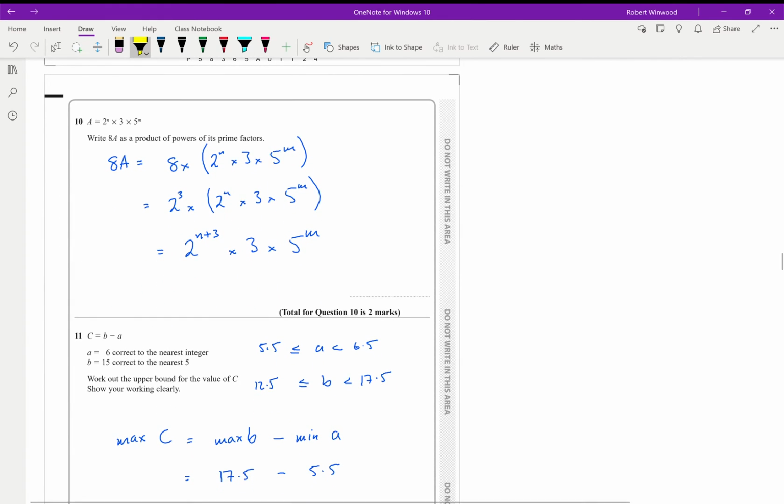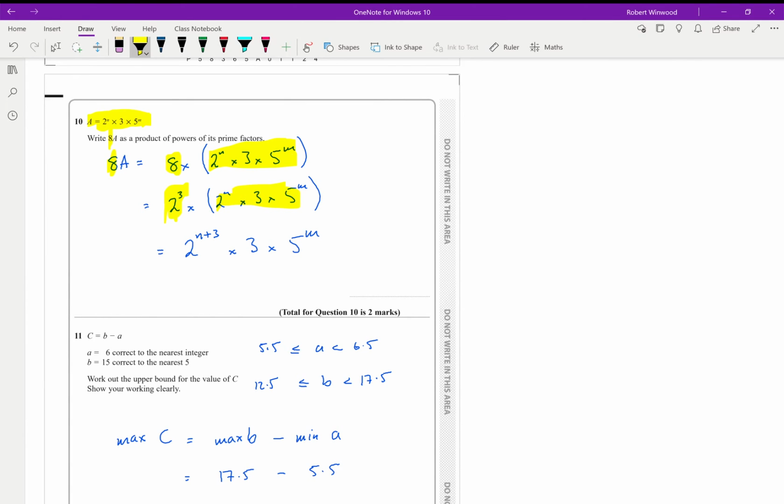So we don't know what number A is, but we know it breaks down like that when we write it as the product of its prime factors, and I want to do 8 lots of it. So 8 lots of A is the same as 8 lots of whatever this lot comes to. And if I'm writing it as its prime factors, I can change the 8 into its prime factors, and 8 is 2 cubed. So I've got 2 cubed times this lot.